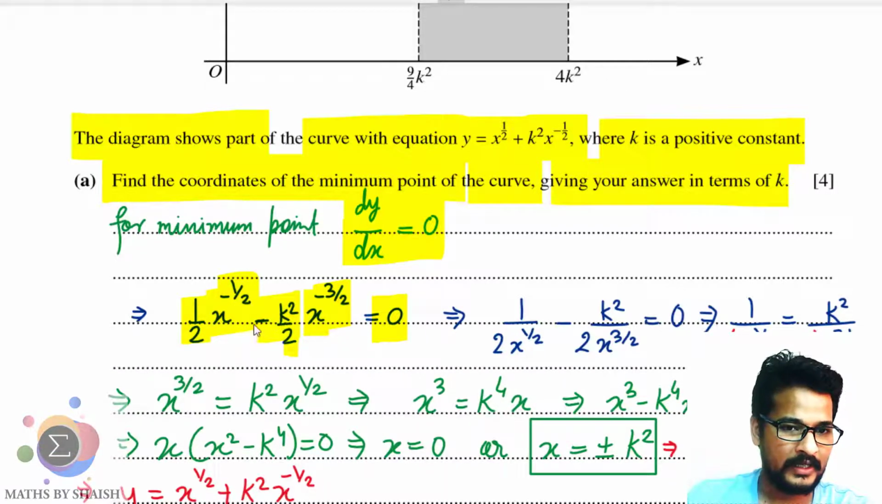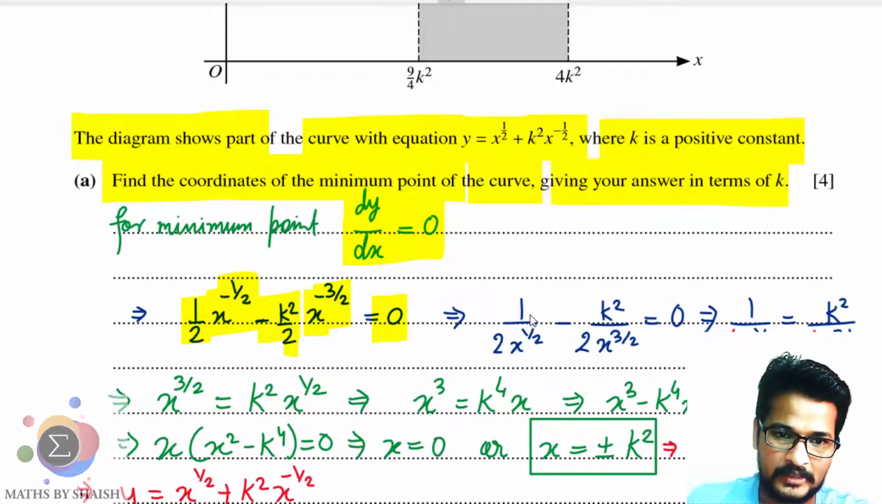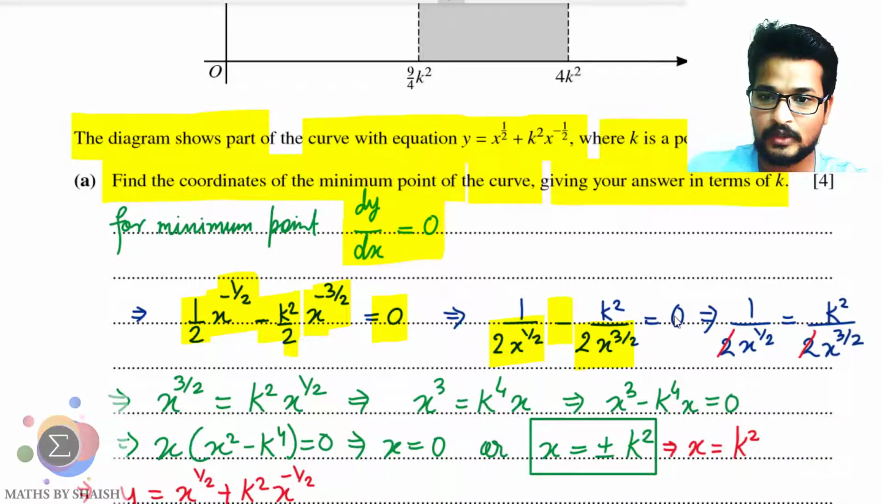And the next thing is how we solve it. We can solve it in any way. There are so many ways, but I prefer, if the power is negative, to get rid of it by taking it into the denominator. It becomes 1 upon 2 x to the power half, minus k squared upon 2 times x to the power 3 by 2 equals 0, and then there is a one term, so I send this to the other side.